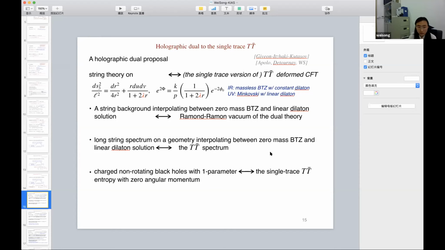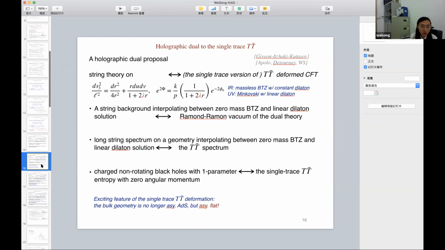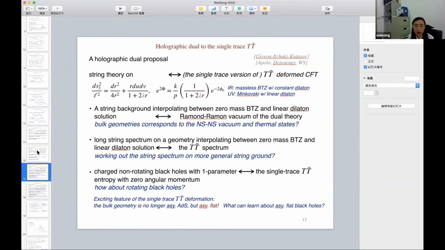And moreover, one can actually show that for this deformed geometry, you can actually construct the most general non-rotating black hole background that corresponds to the finite temperature excitations of the deformed field theory.